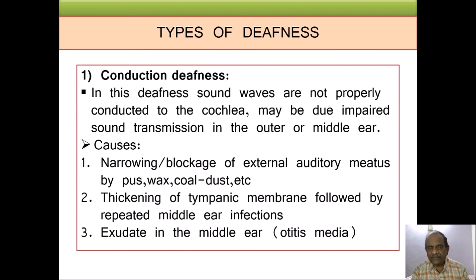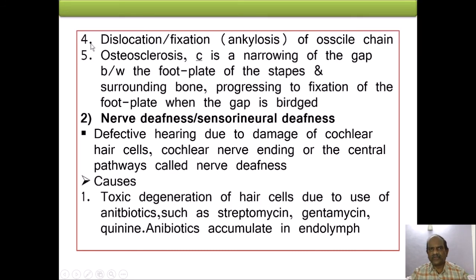What are the causes? Narrowing or blockage of the external auditory meatus by pus, wax, coal dust, etc. Thickening of the tympanic membrane followed by repeated middle ear infections. Exudate in the middle ear, which we commonly call otitis media. Dislocation, fixation, or ankylosis of the ossicular chain.